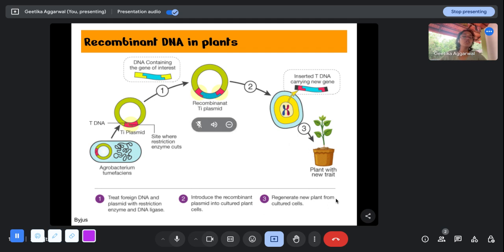Then you regenerate the new plant from these cultured cells. So this plant will now carry the trait of the gene of interest. So it will now be expressing the gene of interest. It will now carry the trait.